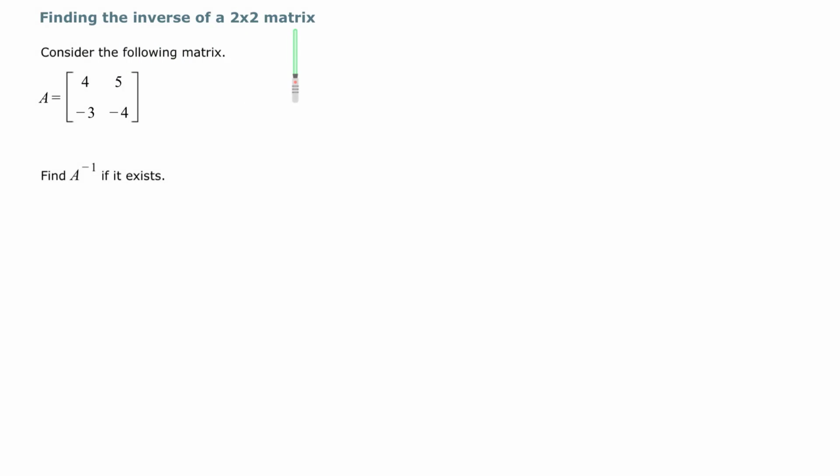Finding the inverse of a 2 by 2 matrix. Here's a matrix A. Find the inverse of A if it exists. Once again, this isn't the greatest mathematical grammar. It should say if the inverse of A exists, state what it is. State the inverse of A.